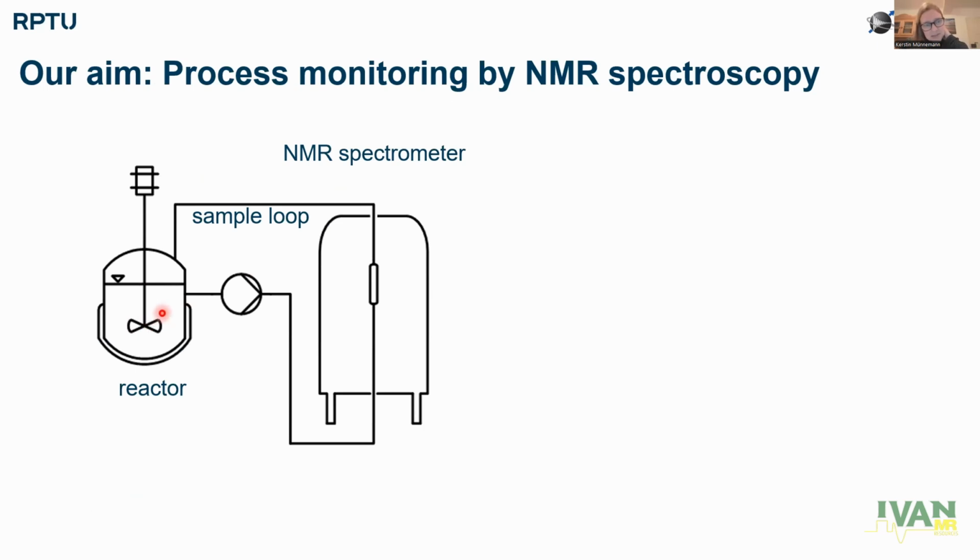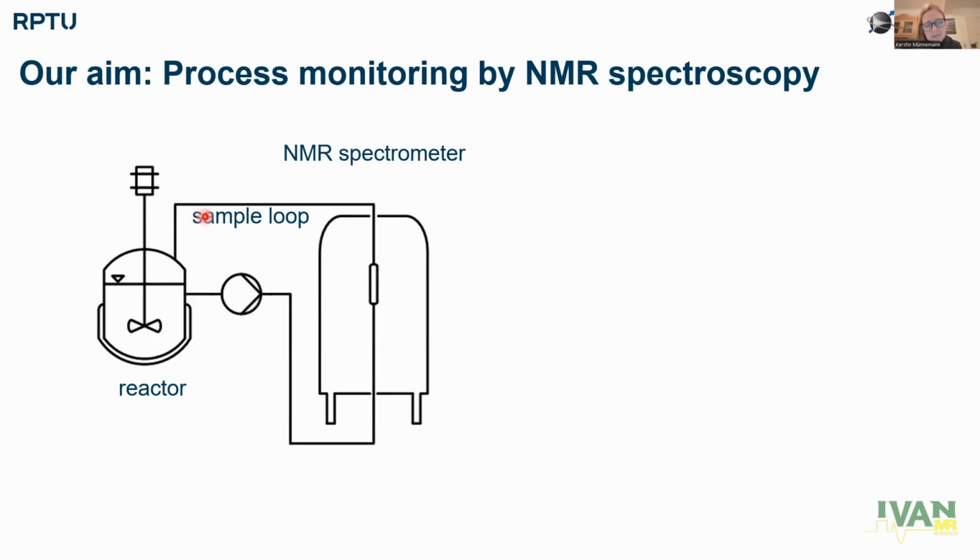And the best way you can monitor them with an NMR spectrometer is to take just a sample loop out of it via a bypass setup, and then let your sample flow through your NMR spectrometer and return it back.